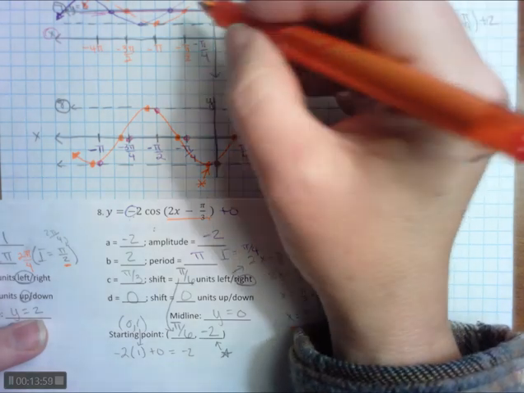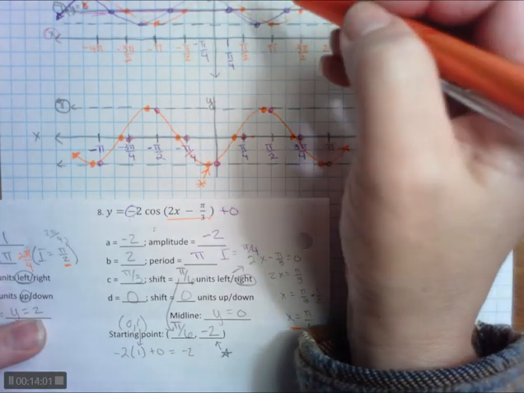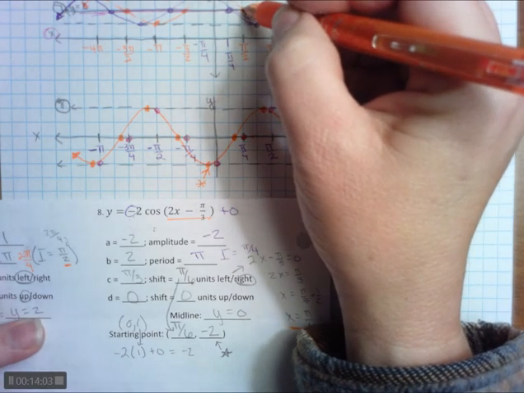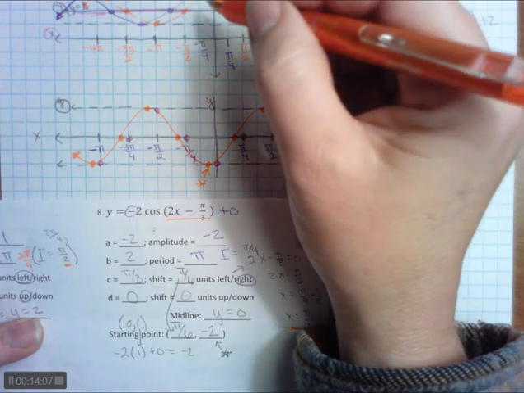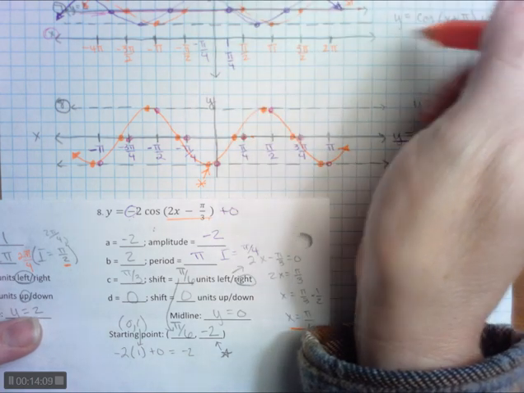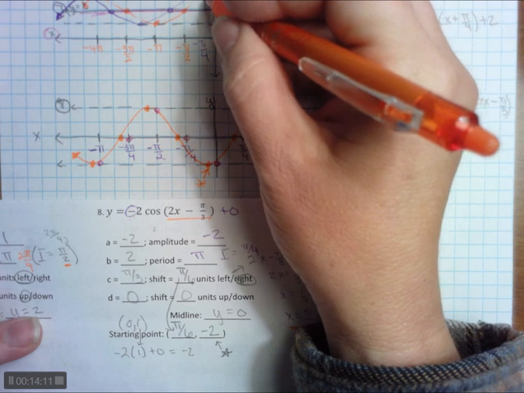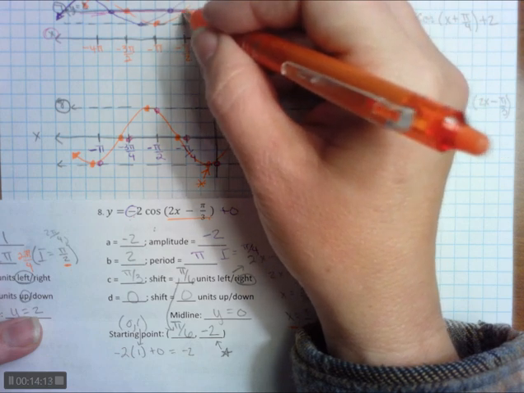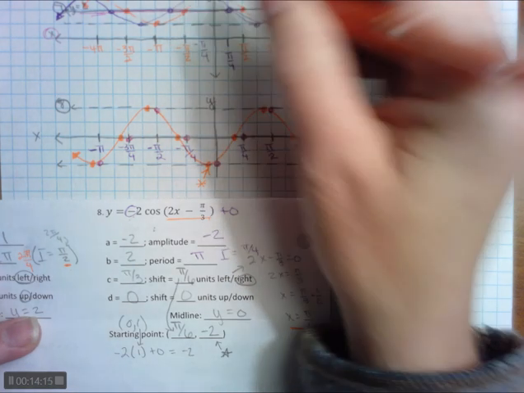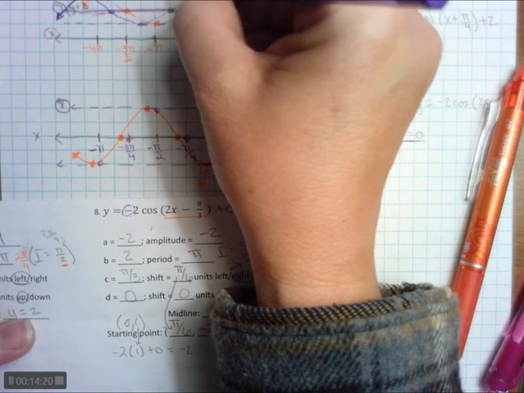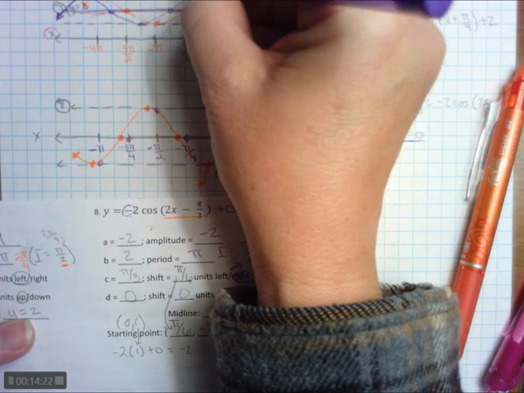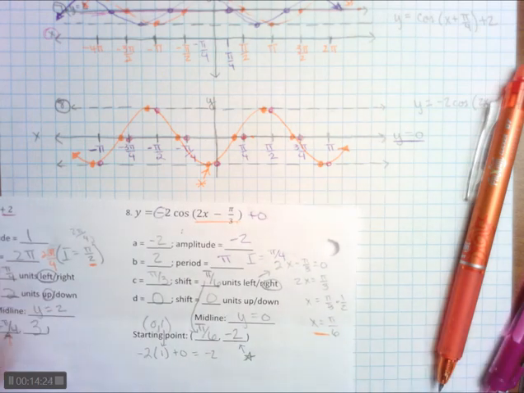And maybe we should do that. Where was my starting point on this one? Cosine. This one shifted by pi over 4. Oh, is it negative pi? It was negative pi over 4. Oh, it was the one in purple. Good grief. Here's my starting point. There we go.